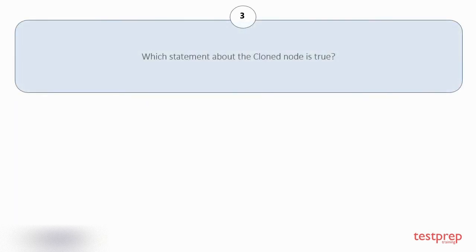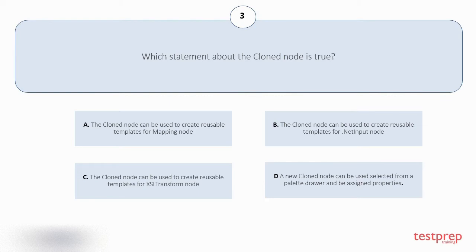Question number 3. Which statement about the clone node is true? Your options are: A. The clone node can be used to create reusable templates for mapping node. B. The clone node can be used to create reusable templates for net input node. C. The clone node can be used to create reusable templates for XSL transform node. D. A new clone node can be selected from a palette drawer and be assigned properties. The correct answer is option B.